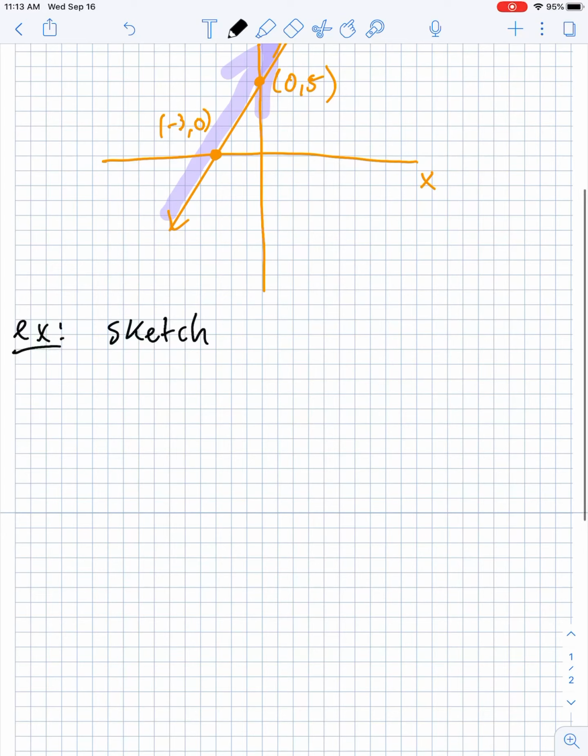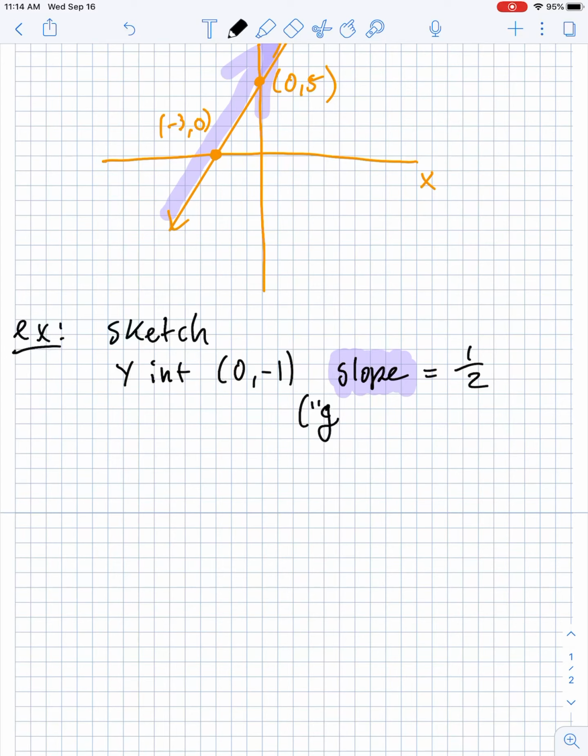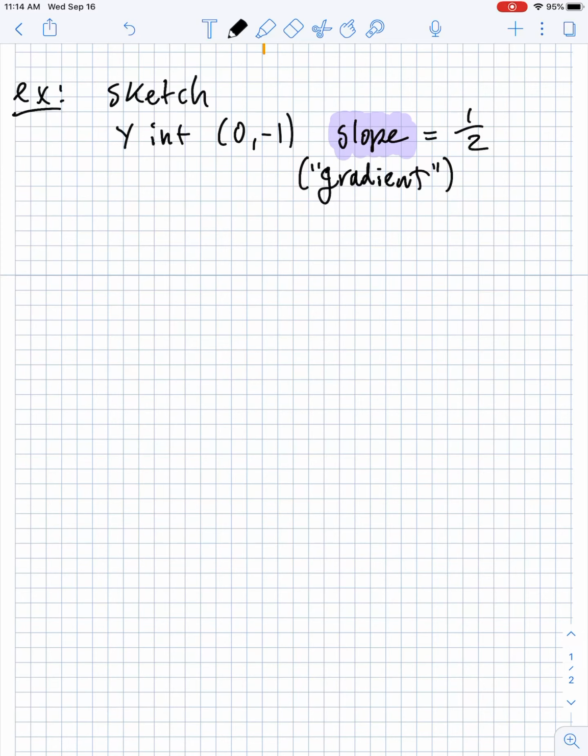Y-intercept at 0, -1. And this one has a slope of 1/2. I'm going to say right now is a perfect opportunity that your book sometimes will refer to slope as a gradient. This is something that we don't really say in the United States. Gradient. We don't say that too often, but it's a British thing. So if you hear the word gradient, they just mean slope. Okay, for this one, we know where it crosses the y-axis.